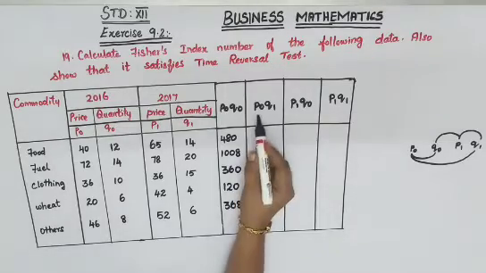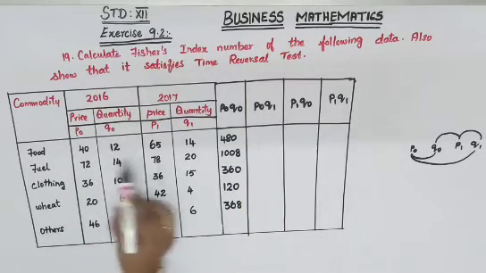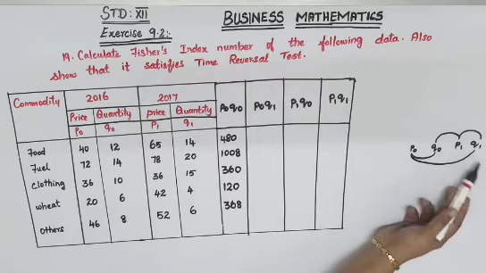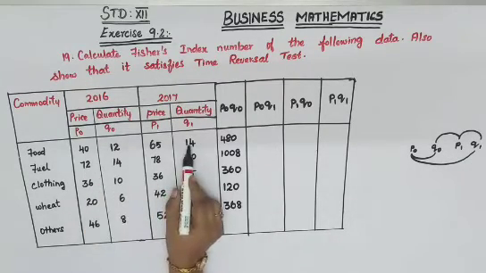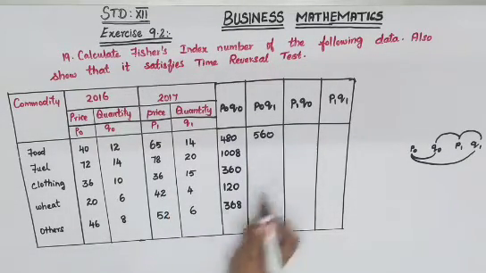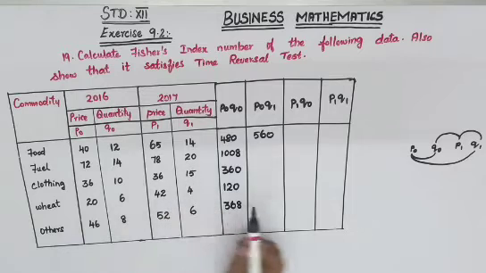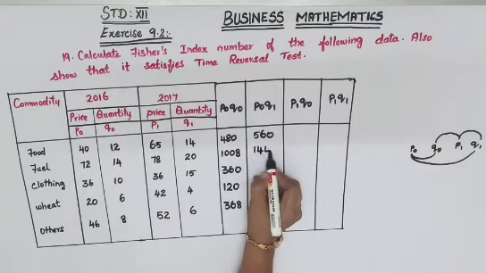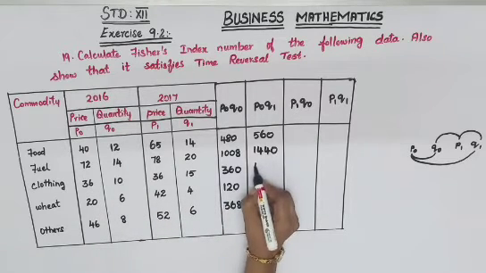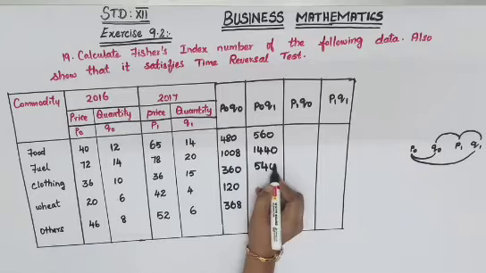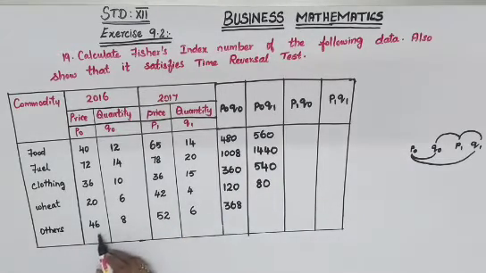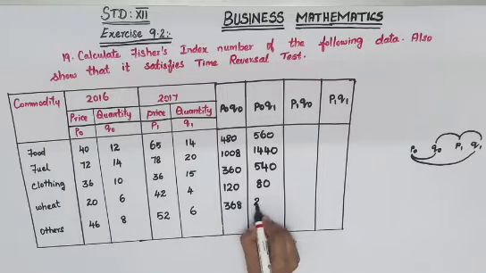Then your second column is P0 Q1. Your first and last you'll have to multiply. That is what I just drawn it here. First and last column you'll have to multiply. Okay, so 40 into 14 you get it as 560. 72 into 20 you'll get 1440. 36 into 15 you'll get 540. 20 into 4 it will be 80. 46 into 6 276.